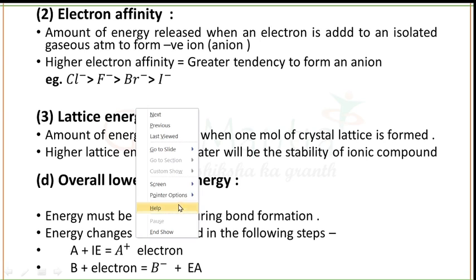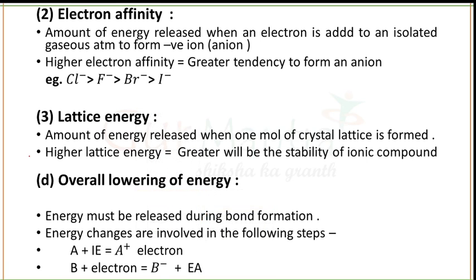Next factor is lattice energy. This is a very important factor because lattice energy will tell you the order of stability of ionic compounds. So you have to learn this point, you have to mark this point. I have marked it. The amount of energy released when 1 mole of crystal lattice is formed is known as lattice energy. As the lattice energy increases, there will be the greatest tendency to be a stable ionic compound.